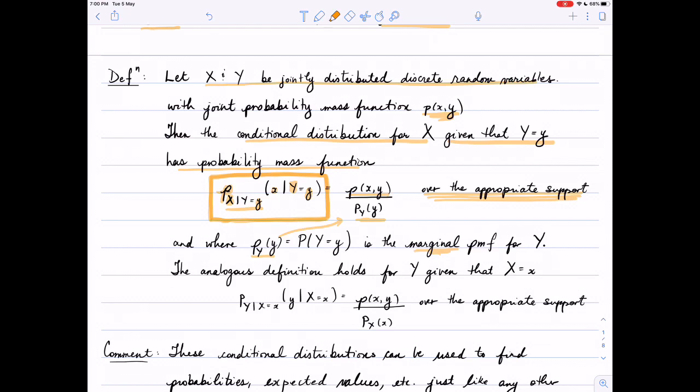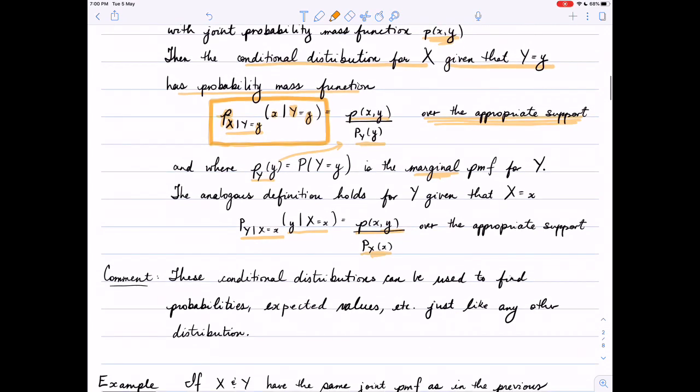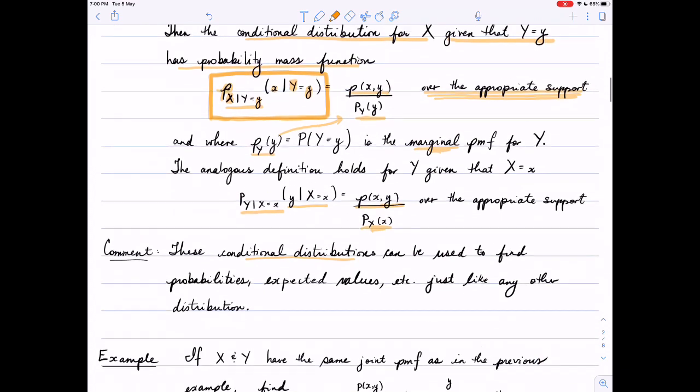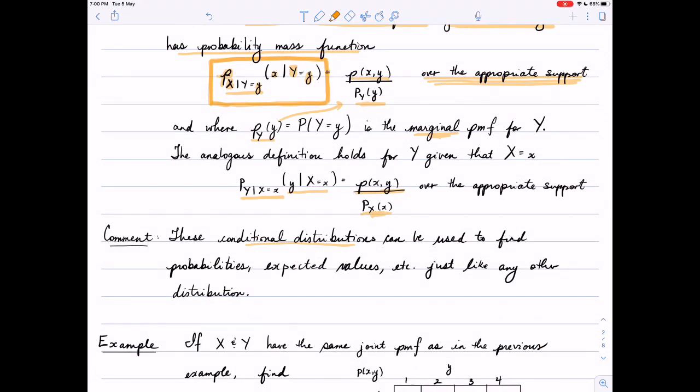And so, of course, there's nothing special about x. We could define P sub y given x equals x of y given x equals x as the same thing, except now you're dividing by the marginal of x. So a comment here: these conditional distributions, once you have them, are just like this table here. It's just like any single variable discrete distribution. Once you have them, you can find probabilities, conditional probabilities, and expected values, just like you would with any discrete distribution.